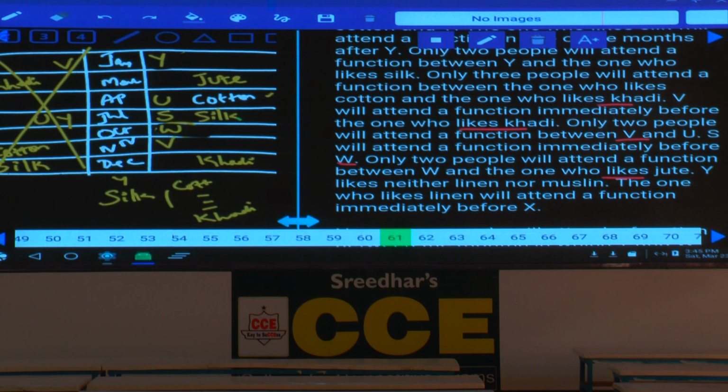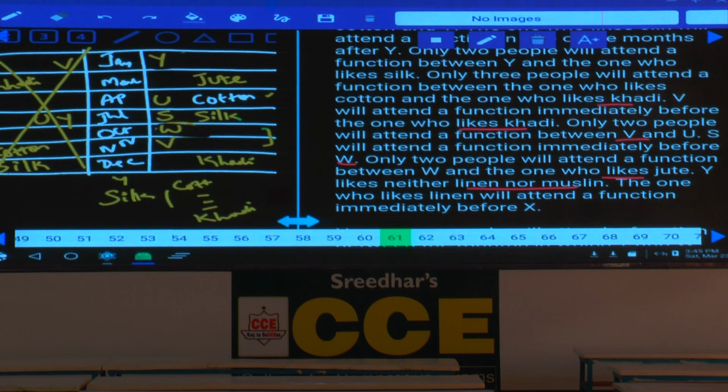And Y likes neither linen nor muslin. Y likes neither linen nor muslin, hence linen and muslin must be for W and Y only, isn't it? The one who likes linen will attend a function immediately after X. Linen is immediately after X, then what is the possibility here?